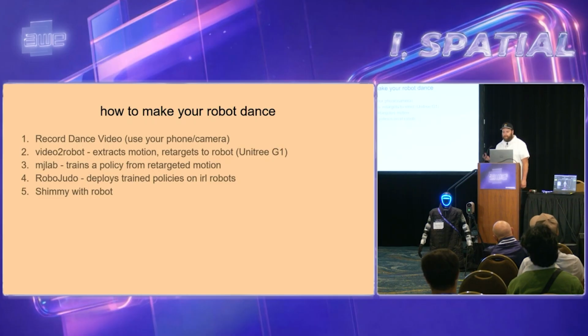So once you have that policy ready, you can use Robo Judo on this actual robot right here to deploy it much like you would an iPod, right? You play music back on your iPod, you can play policies back on the robot using Robo Judo.